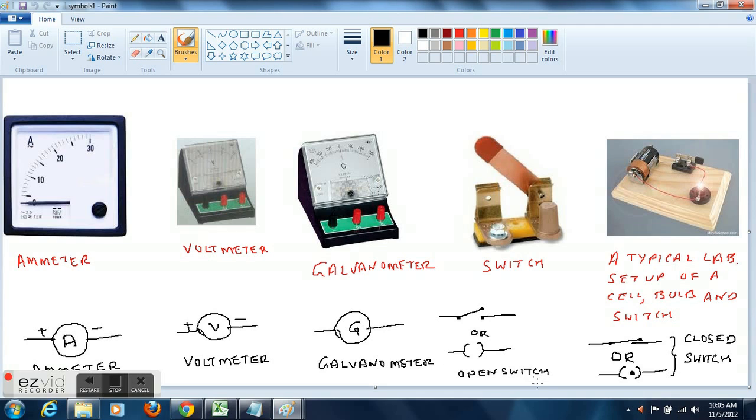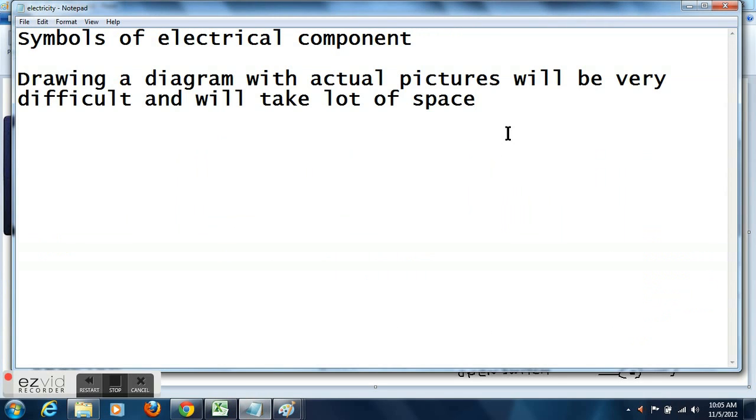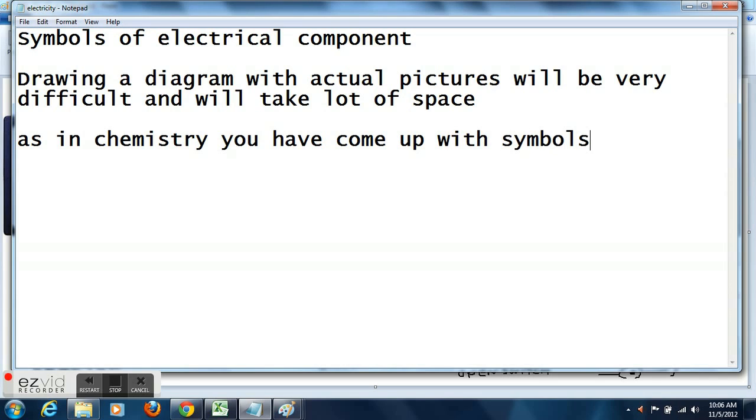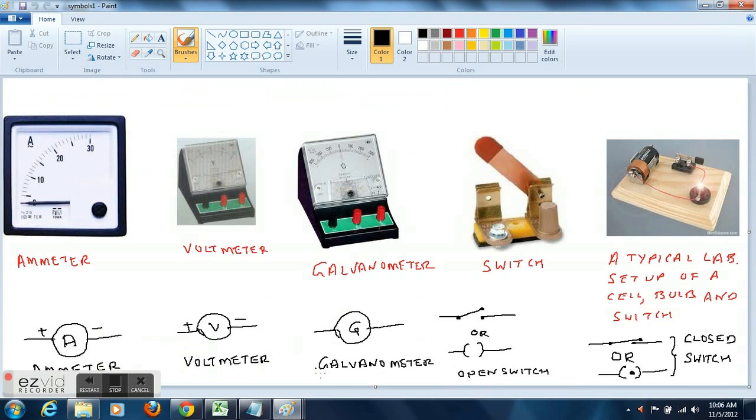As you see in this slide, I have shown an ammeter. Ammeter is for measuring the electric current flow, and it is described as A. As I mentioned, just as you need symbols for writing a chemical equation, similarly you need symbols for drawing an electrical diagram. Okay, enough of introduction. Let me go to the point straight.